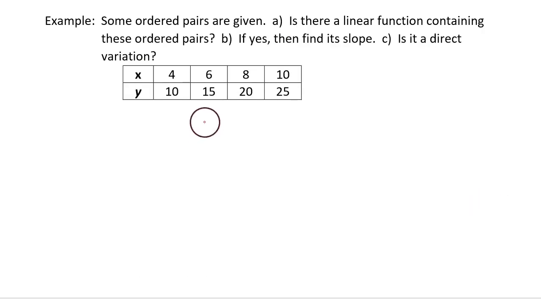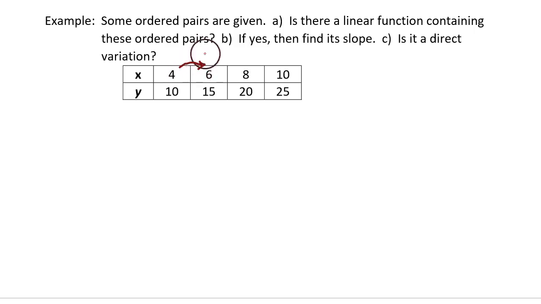Here's one more example. Some ordered pairs are given. Question A, is there a linear function containing the ordered pairs? In order to have a linear function, there has to be a constant slope, a constant rate of change between the ordered pairs. Let's see if it has a constant rate of change.